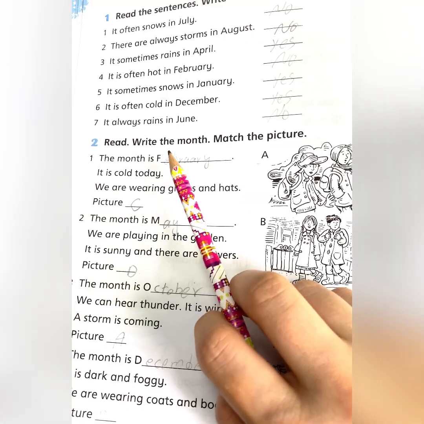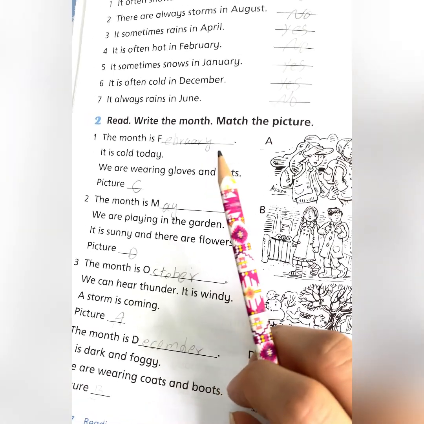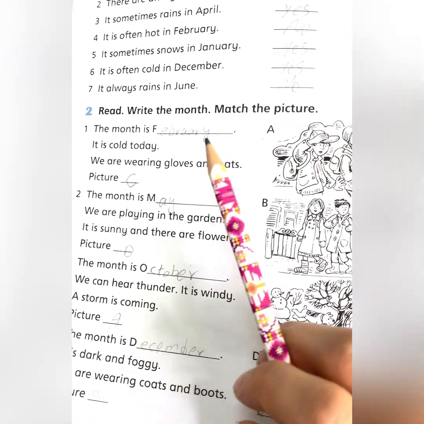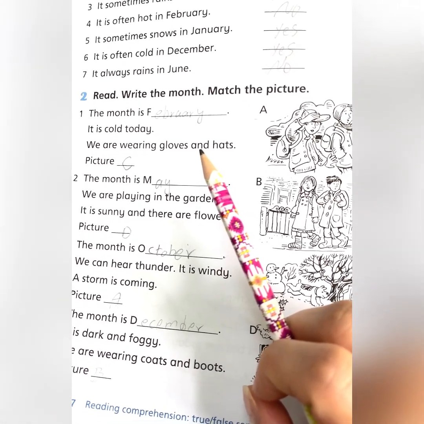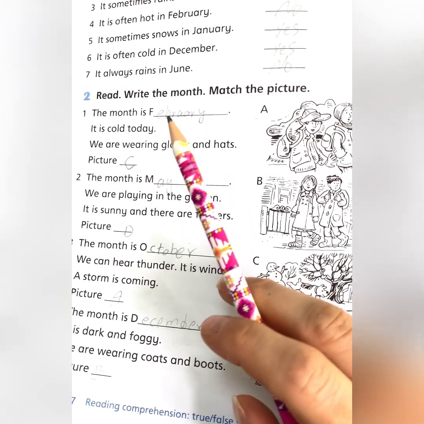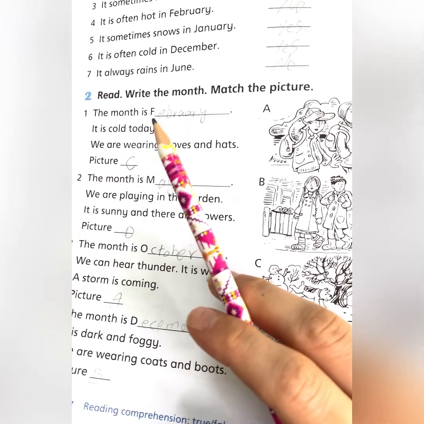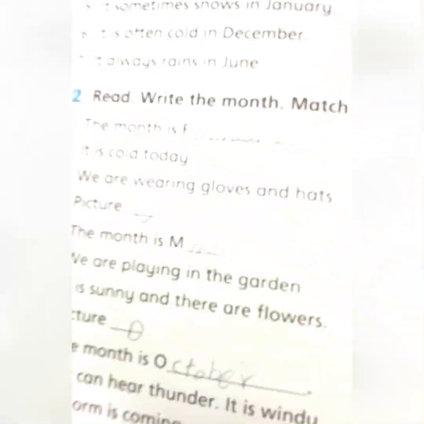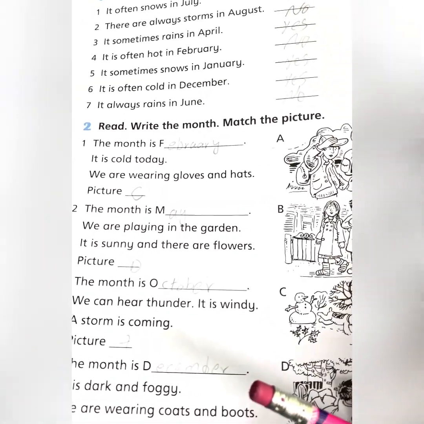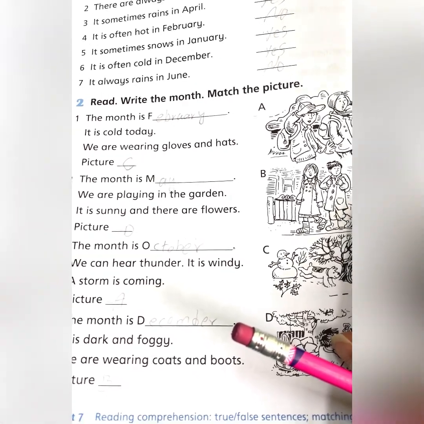These activities say, write the month, match the picture. We have to look at the picture and then write which month or season it shows. First one says, the month is what? Starting with F. Which month starts with F? February. It's cold today, we are wearing gloves and hats. So it gives you the first letter of each month. So you have to look at the picture, then write or continue the letters of the month. Number 1 says, we are wearing gloves and hats.